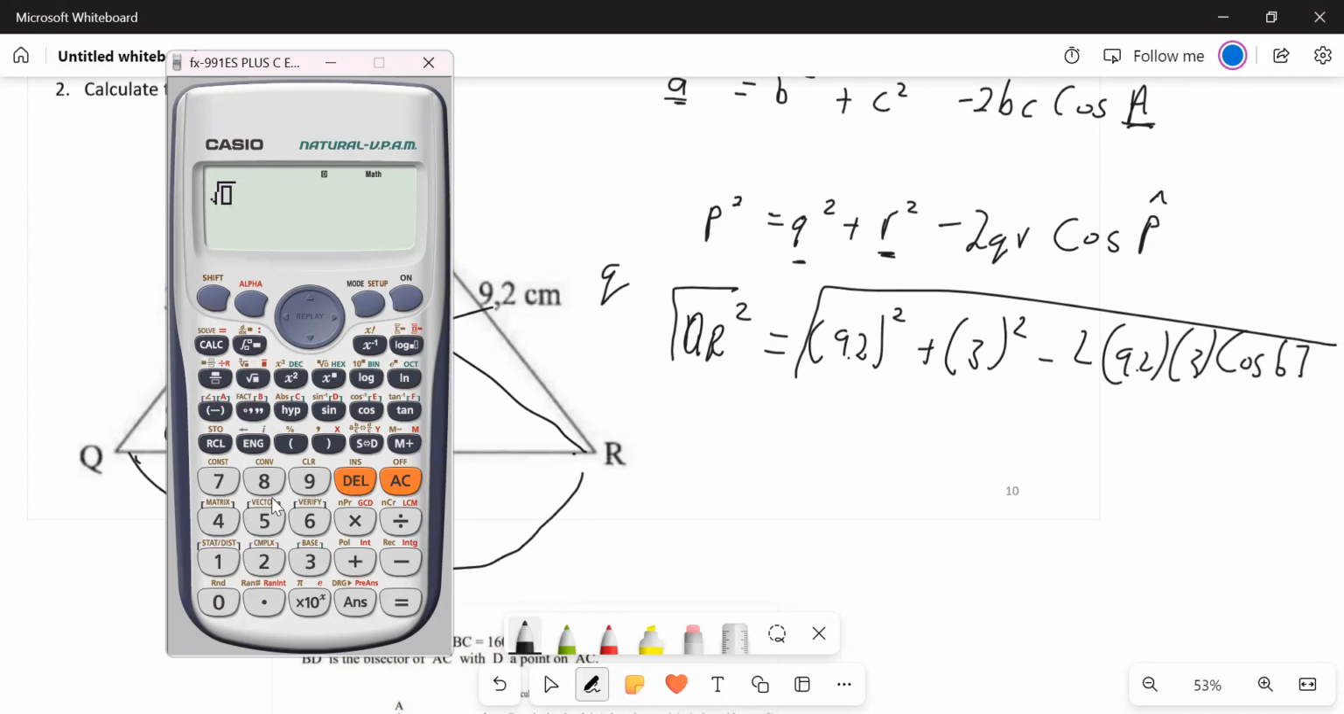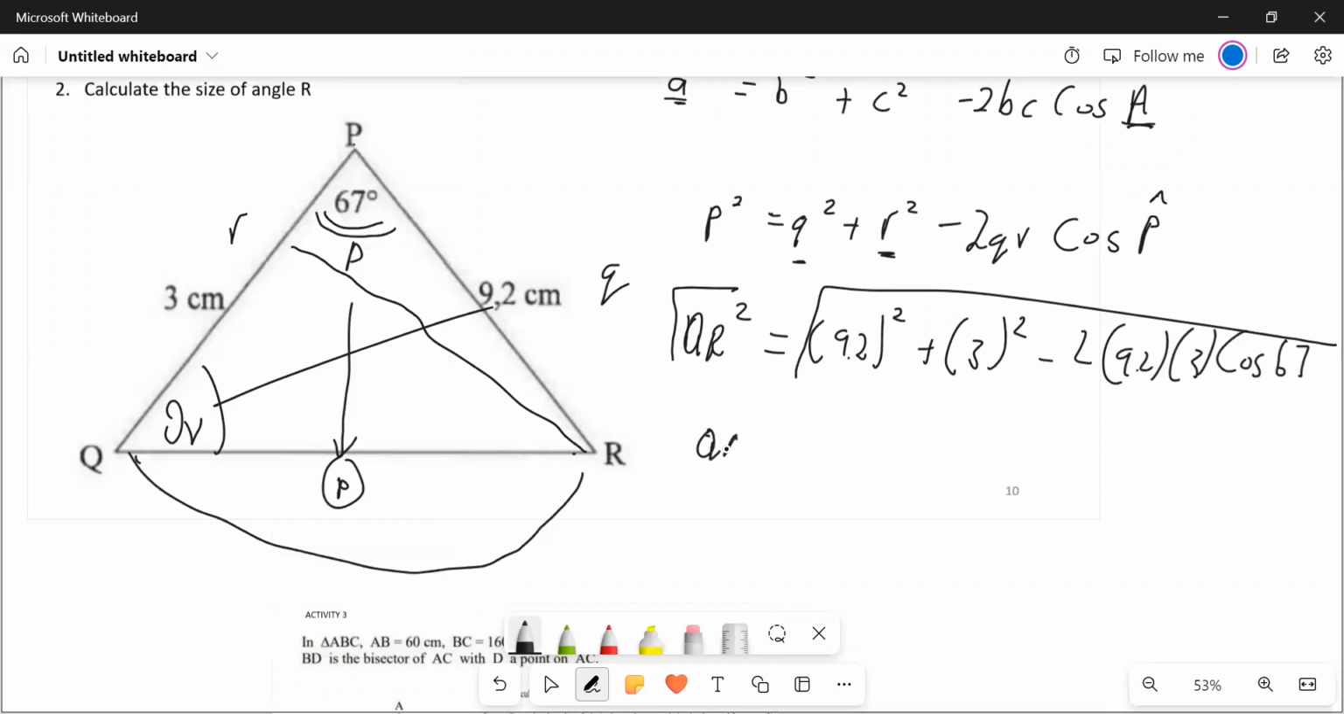So I'm going to have root, and then 9,2 all squared again, plus 3, and then this is all squared again, minus 2 multiplied by 9,2 multiplied by 3 multiplied by the cos of 67, close bracket again. And then you see we've already put the root. So we're simply just going to say equals to, and whatever we get there is going to be our answer. So what is going to be our QR, Lina?